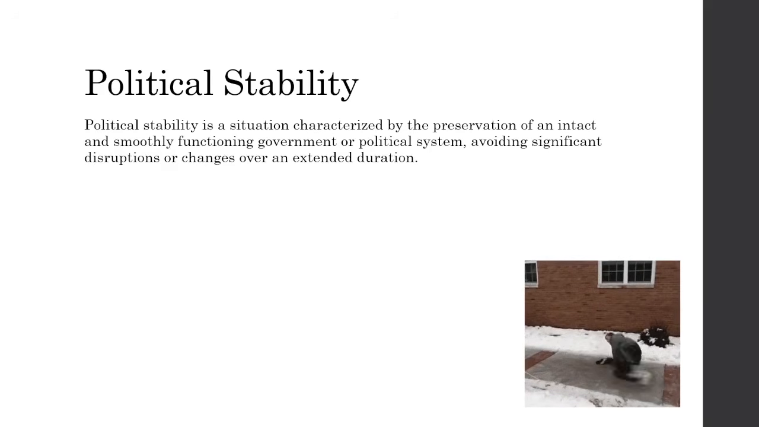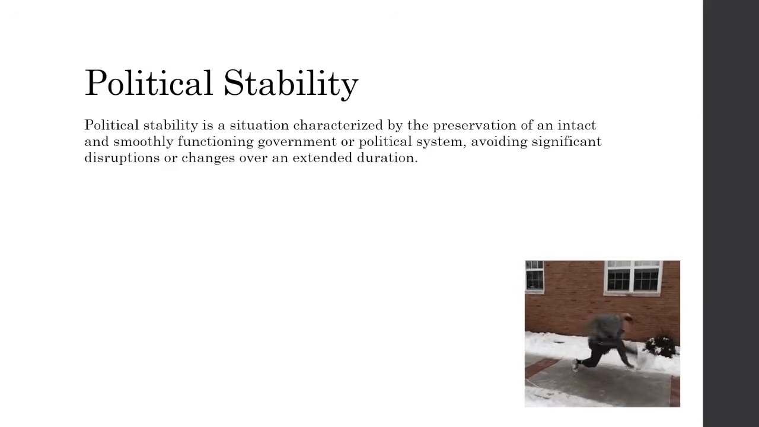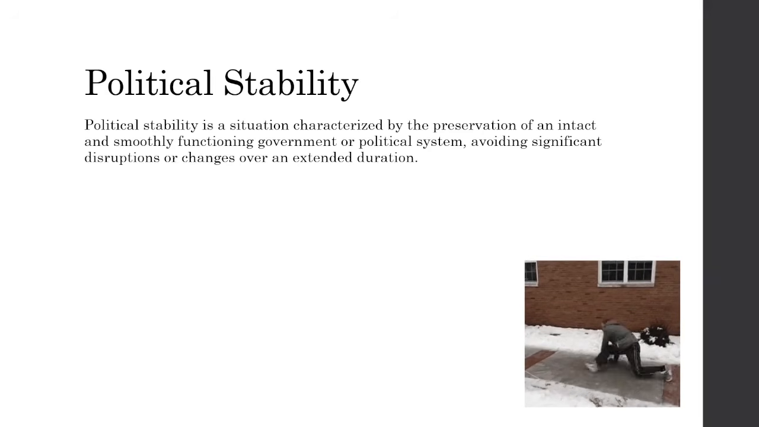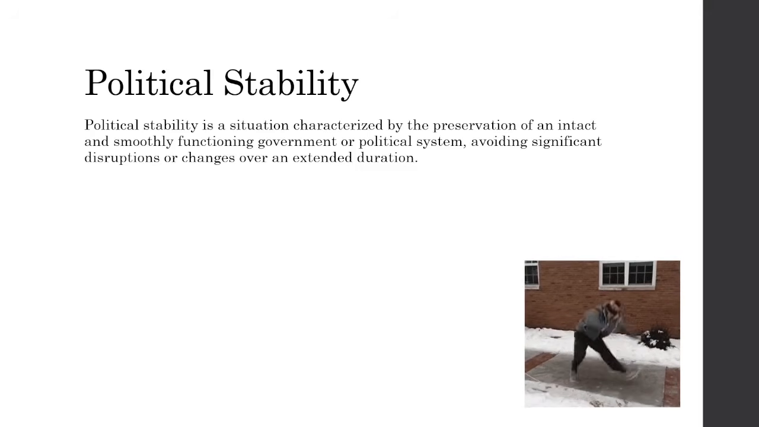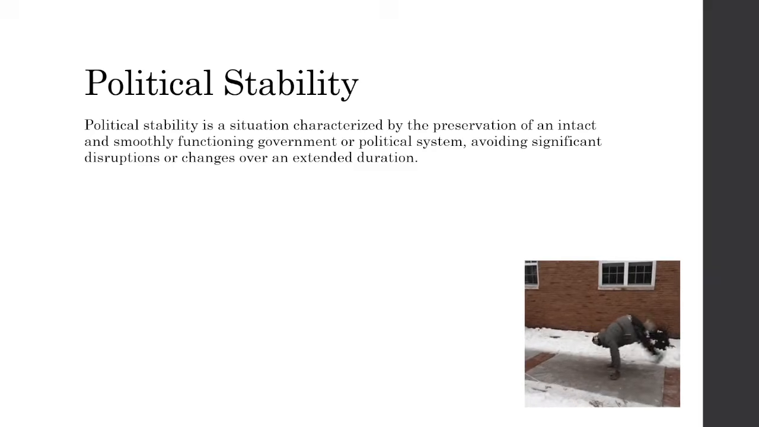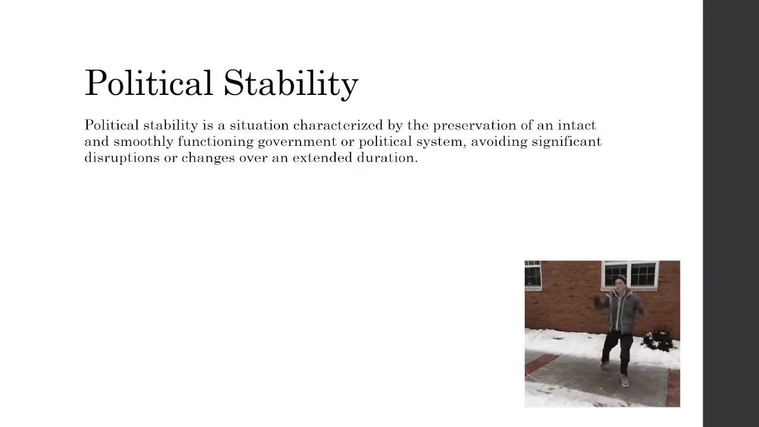Oh my gosh. So political stability is a situation that's characterized by the preservation of an intact and smoothly functioning government. So the political government isn't just going crazy. They have a system in place. They're following their systems. Their laws make sense. They're avoiding disruptions or very big changes over an extended duration.